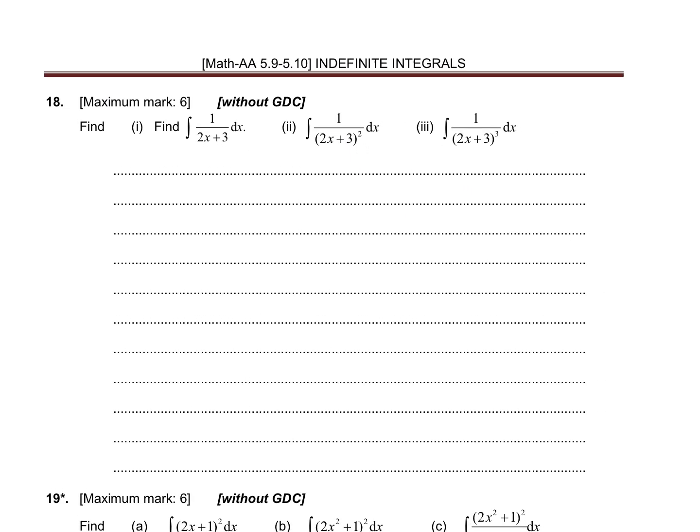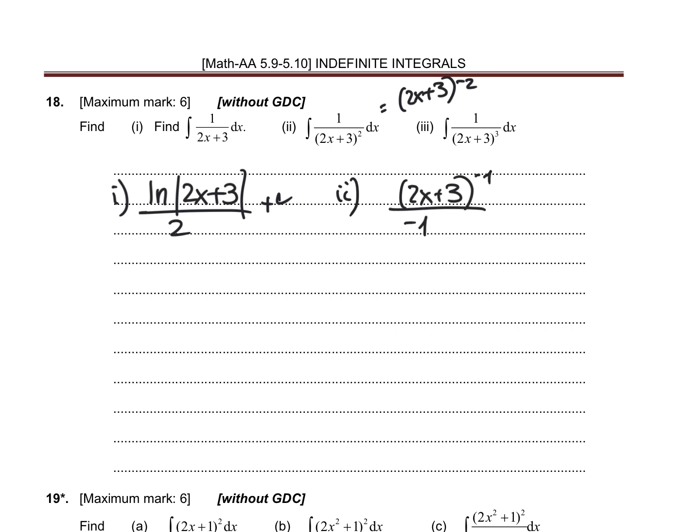Okay, this is 1 over 2x plus 3 to the 1. This is a natural log. Divide by the derivative of the inside and then plus c. This one is 2x plus 3 to the negative 2. So this is not natural log. So we're going to have 2x plus 3 to the negative 1, divided by that thing times the derivative of the inside function. So we're going to have negative 1 over 2 times 2x plus 3.